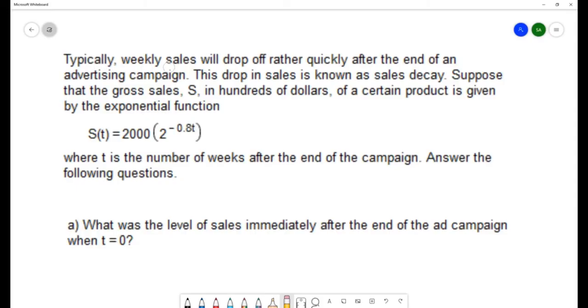Typically, weekly sales will drop off rather quickly after the end of an advertising campaign. This drop in sales is known as sales decay. Suppose that the gross sales, S, in hundreds of dollars of a certain product is given by the exponential function S of t equals 2,000 times 2 to the negative 0.8t, where t is the number of weeks after the end of the campaign. And we want to answer the following questions.